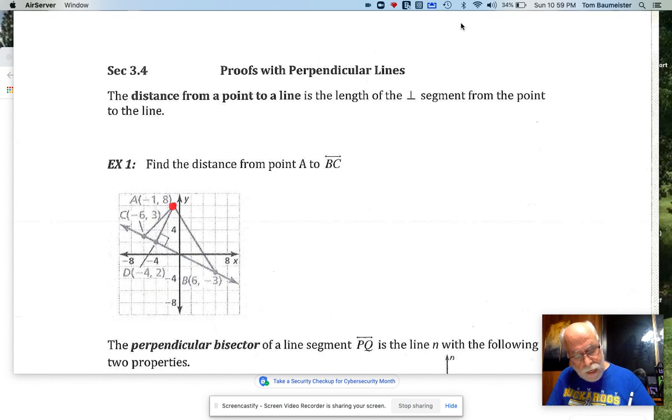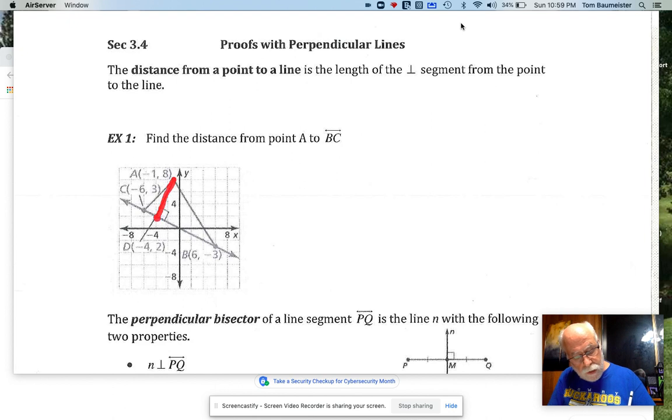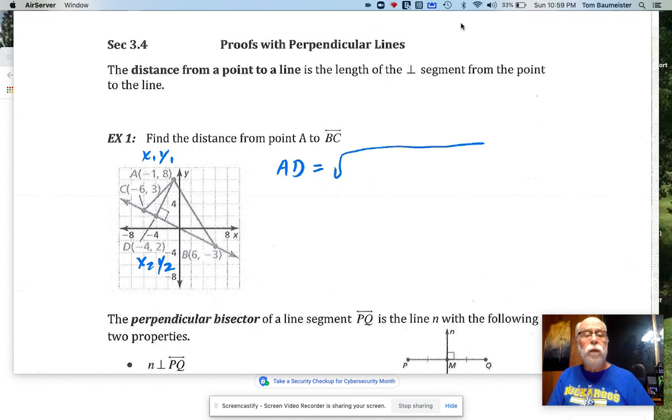So from point A to the line BC, again, we're going to take the perpendicular segment. So we're going to take this one here. So we're going to find the length of AD. We're going to call this one x1, y1, x2, y2. And we're going to find the length of AD. And let's go ahead and use the formula this time. We can still do the same thing that I've been doing, but let's just mix it up.